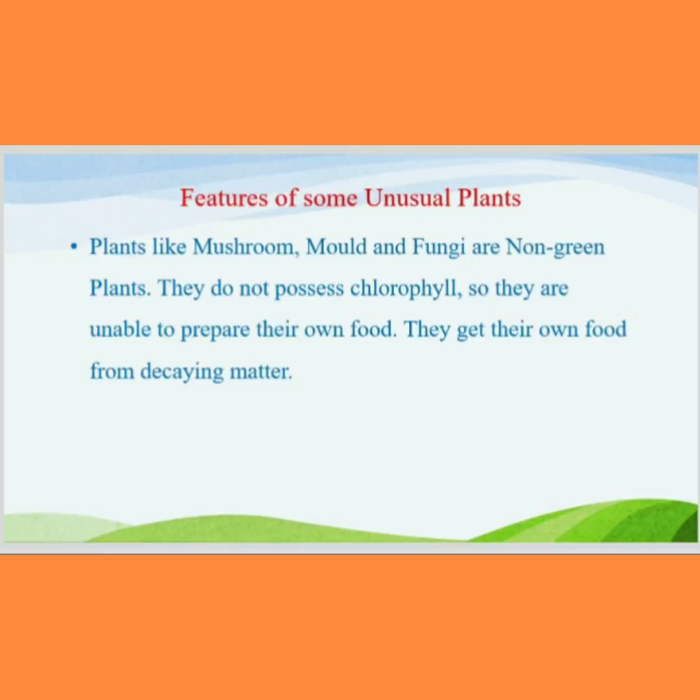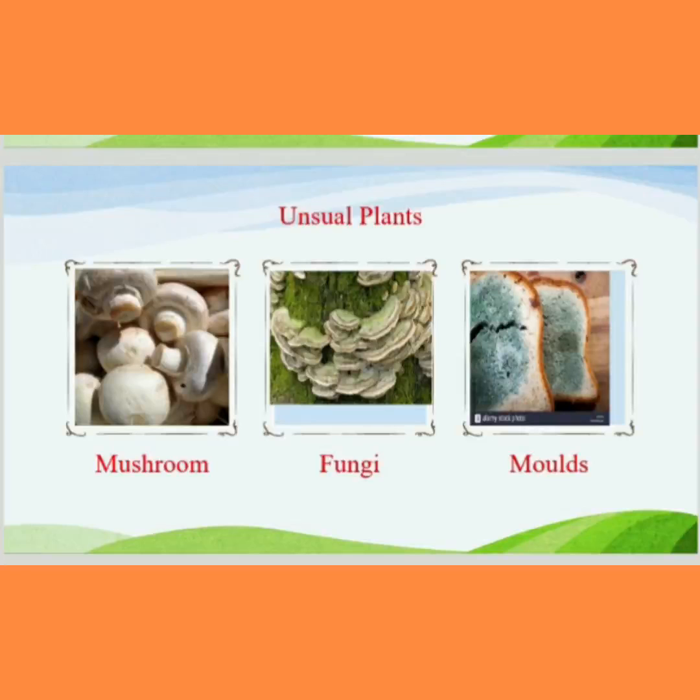So they are unable to prepare their own food. They get their food from decaying matter. Now the decaying matter for the plant growing on bread is the bread itself.